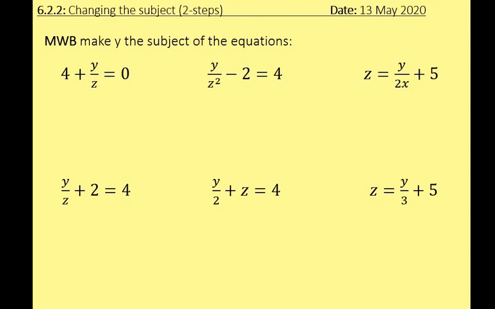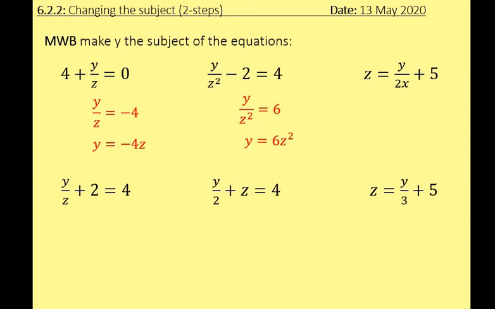Okay, so we're going to quickly go through the answers to these questions, so make sure you're marking your work in a different colour to what you wrote in. So in our first one, or all of these want to make y the subject, so we are going to subtract 4 from both sides to get y over z equals negative 4. And then we're going to multiply both sides by z to give us y equals negative 4z. Next, we're going to add 2 to both sides in our next one to give us y over z squared equals 6. And then we're going to multiply both sides by z squared to give us y equals 6z squared.